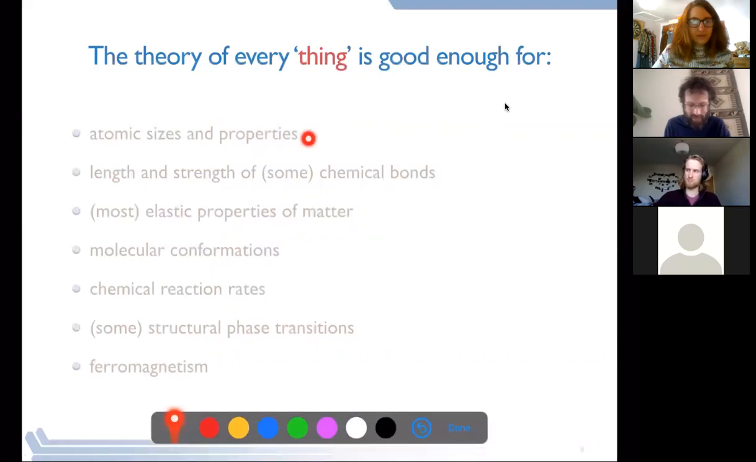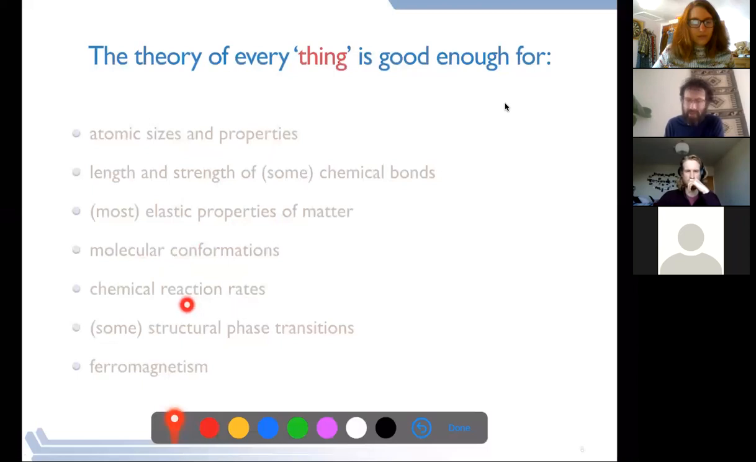We can find out what all of the sizes of the atoms are, what the properties are. We do a lot of chemistry already. Right, so you can do chemical bonds and figure out how long and strong these bonds are. You can find out some elastic properties of matter. If you push it, how will it deform? You can see for some molecules that are not too complicated, how they can form.